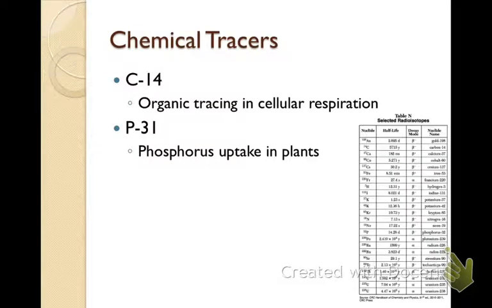Chemical tracers. So pretty much if we're trying to figure out the process of cellular respiration in a certain plant, we can use, again, carbon-14 to help us figure that out, because carbon's a vital source in cellular respiration. Again, we start out with carbon dioxide, water, and all that, and produce glucose, or we don't, but plants do.